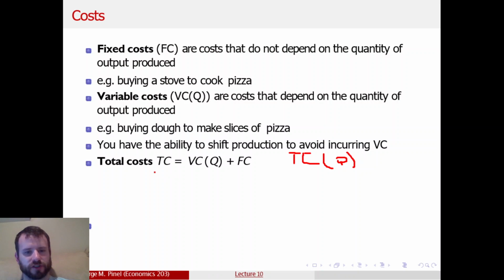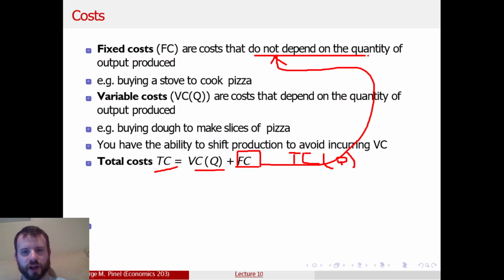Your total cost is a function of your variable cost and your fixed costs. Okay, so fixed costs don't have that Q. Why don't they have that Q? Fixed costs do not depend on quantity. Variable costs do depend on quantity. So variable costs are a function of Q, fixed costs are not. So TC of Q is really just your variable cost of Q plus your fixed costs, which are a number. Okay.